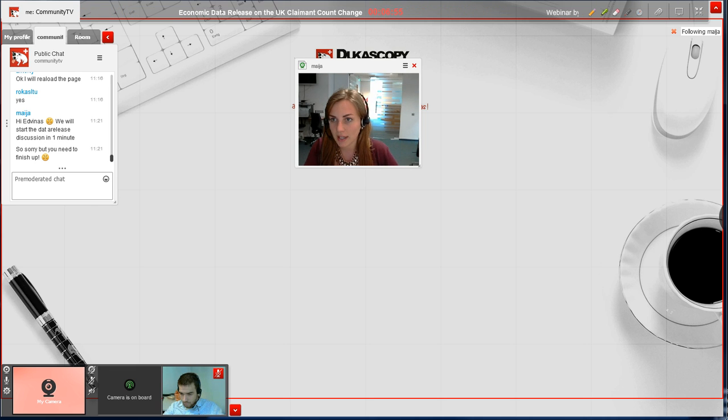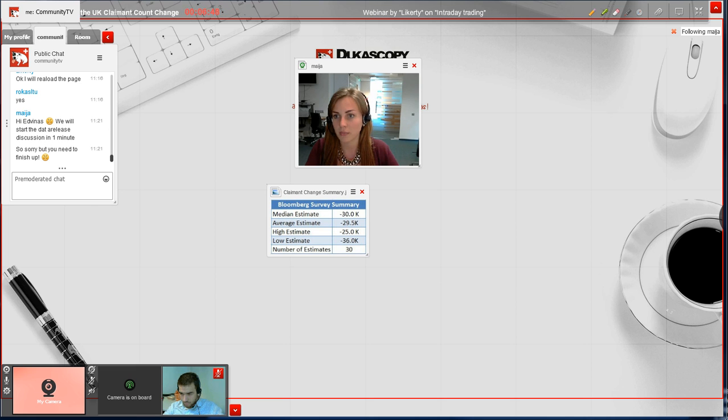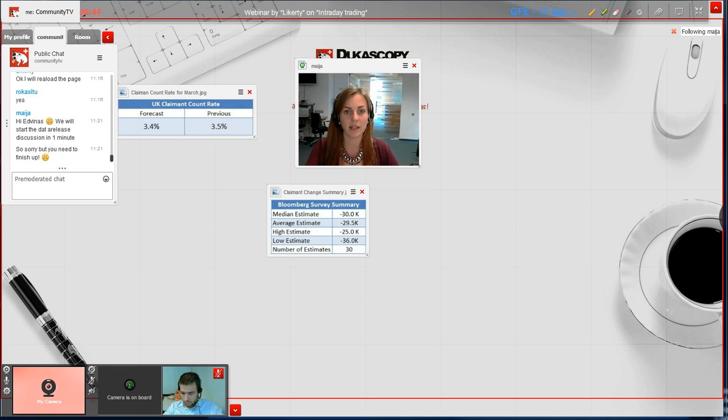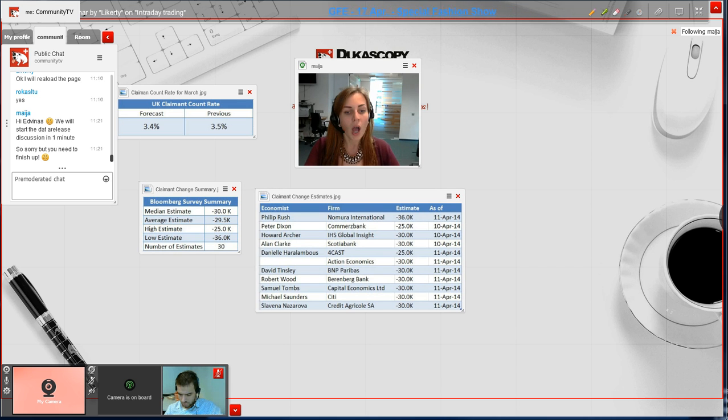So let me just put again the right chart on the whiteboard. Okay, so here is the claimant count change summary, and yes, one more second, and I will be done with putting the chart on the whiteboard. Okay, so what we can see here, the claimant count change is released by the National Statistics too.